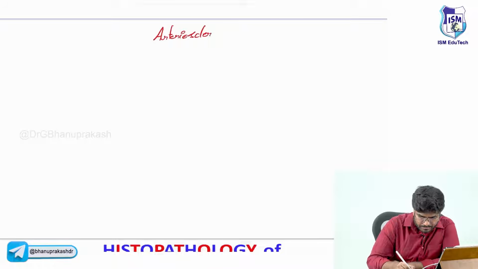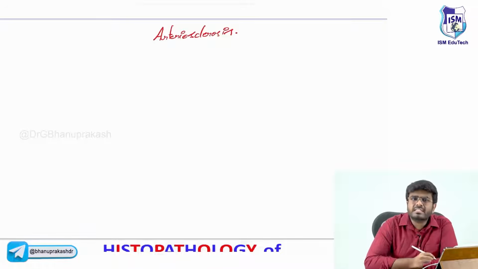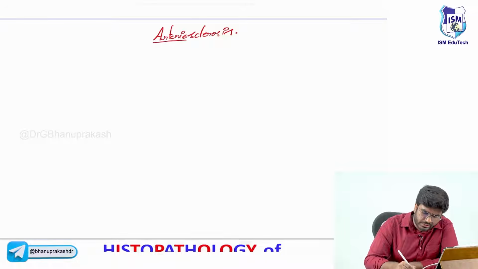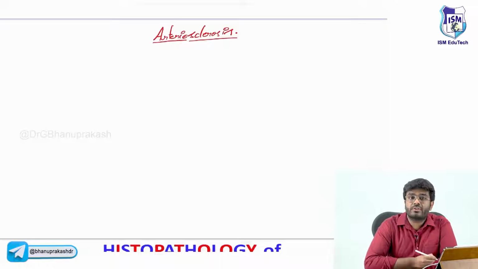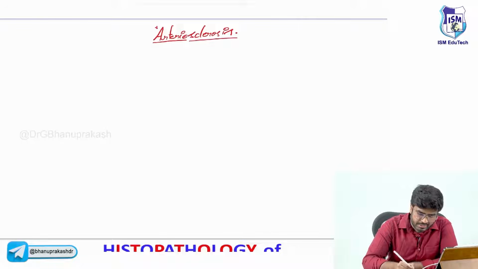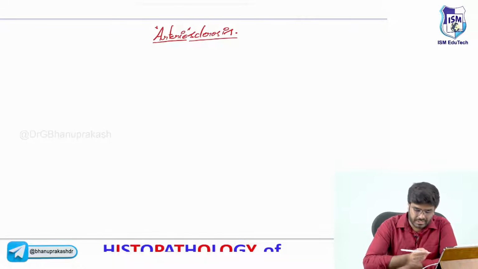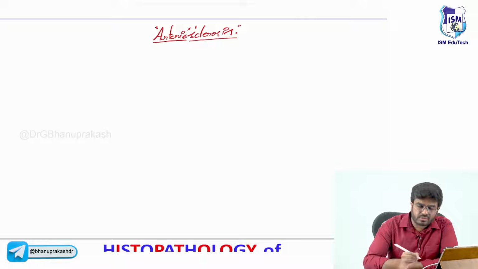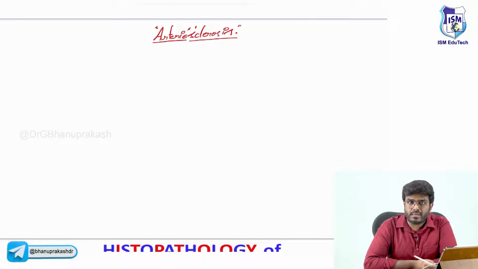Arteriosclerosis. Now you can ask me, sir, what the hell is this arteriosclerosis? In the name itself, arterio means the blood vessels, the arteries, and sclerosis means getting hardened. The arteries are getting hardened, sir. The blood vessels are getting hardened. The literal translation of arteriosclerosis is that the blood vessels are getting hardened.